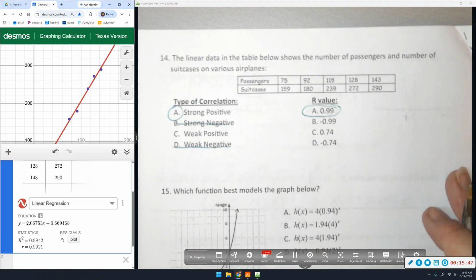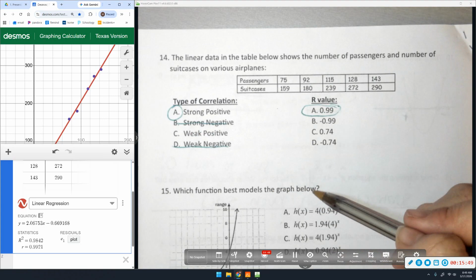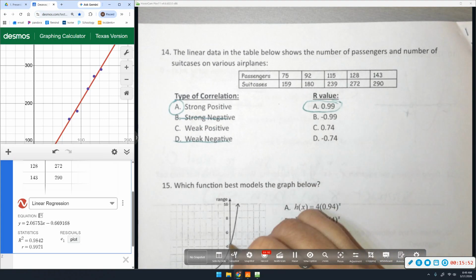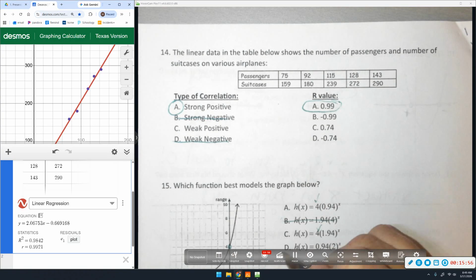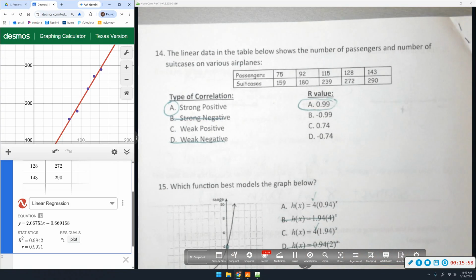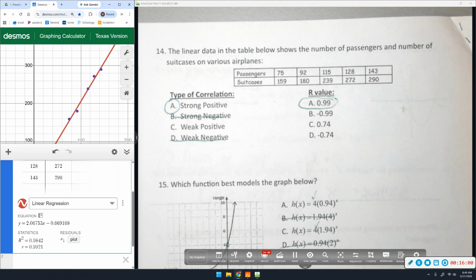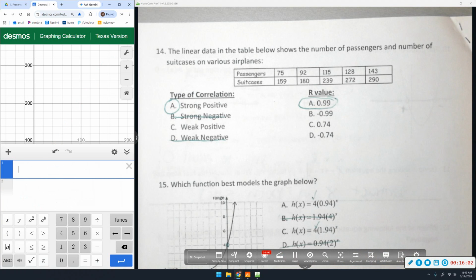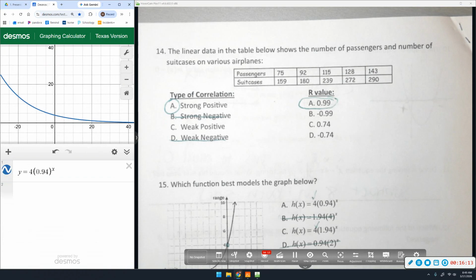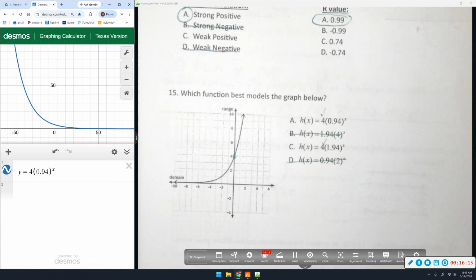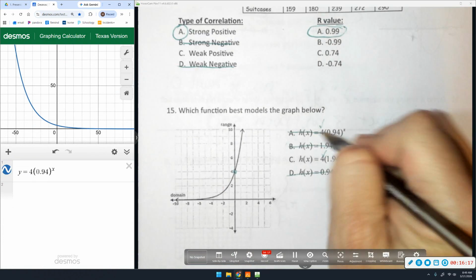Last but not least, which function best models the graph below? Well, I know my y-intercept is 4, and remember it starts with our y-intercept, so B and D are wrong. However, you could type this in your calculator and figure that out, so I'm just going to type them in. So y equals, I know this is h of x, I'm just going to type y, 4 parentheses 0.94 to the x power, and that is decreasing. This is not decreasing, so that's not my answer.